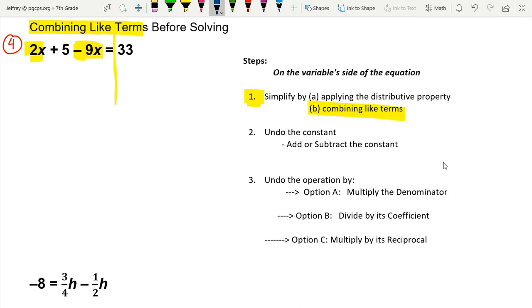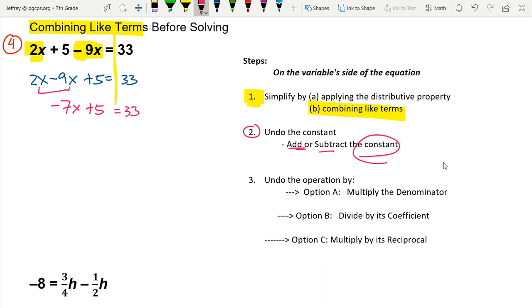So what is 2x minus 9x? If I were to rewrite this, it would look like this. 2x minus 9x plus 5 is equal to 33. So I'm going to simplify this too. The signs are different, so that means this will be a negative 7x plus 5 is equal to 33. Now let's do step 2. It's either we add or subtract the constant, and the constant is plus 5. So we subtract 5 on both sides. That's a 0. They're opposites. What's left is negative 7x is equal to, what is 33 minus 5? And that should give us 28.